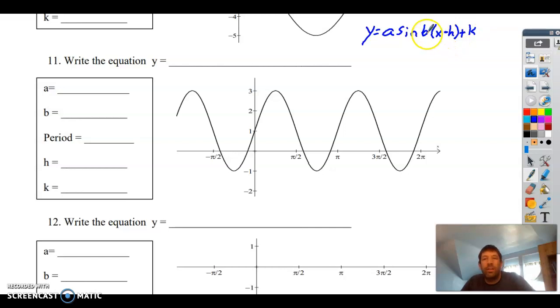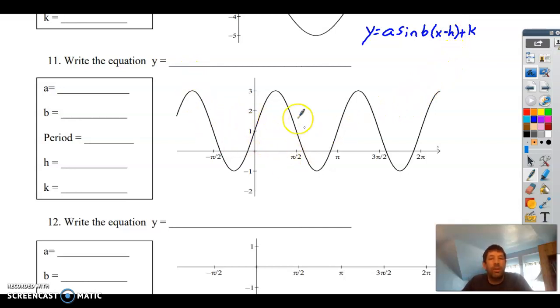And remember that this B value, sometimes some books, some people will put that inside the parentheses. You can do that as well. I prefer to leave it outside the parentheses. It makes a little bit more sense with the H value then.